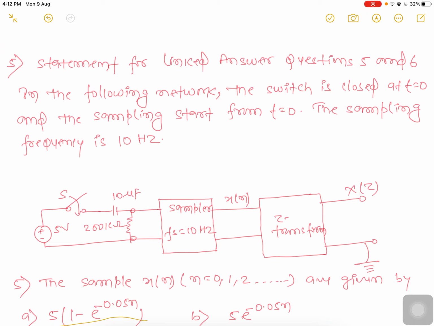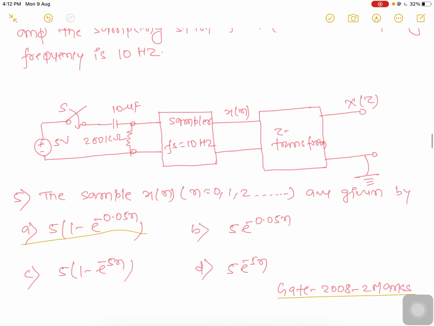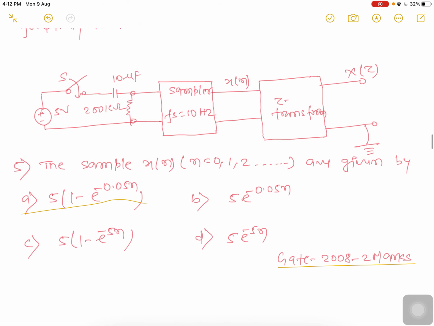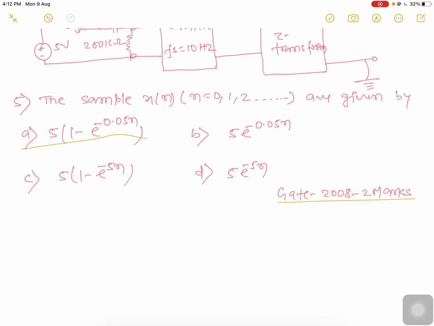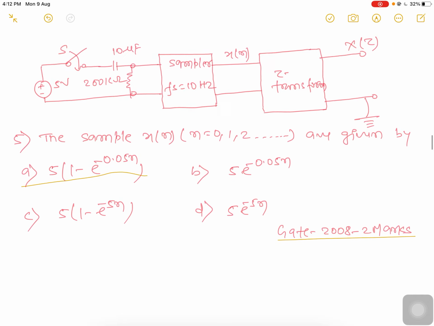Now comes the next question. This one is a statement based question. Statement for linked answer questions 5 and 6. In the following network, the switch is closed at t equal to 0 and sampling starts from t equal to 0. The sample frequency is 10 hertz. The question is the samples xn, n equal to 0, 1, 2, 3, are given by. So we have to find the sample.